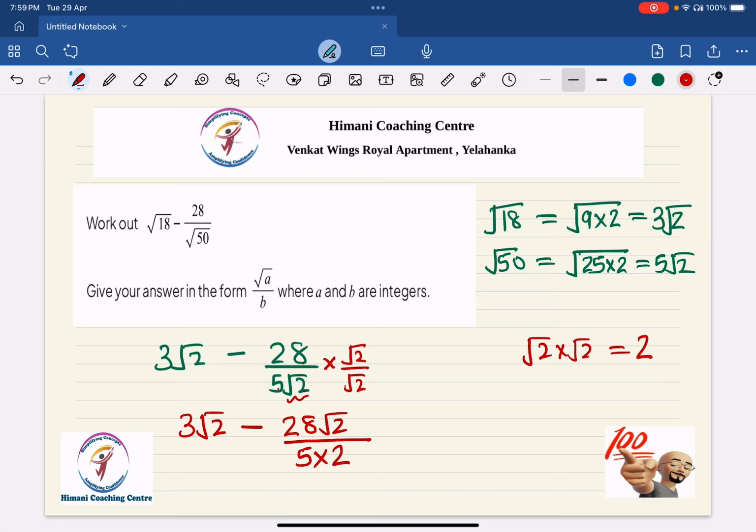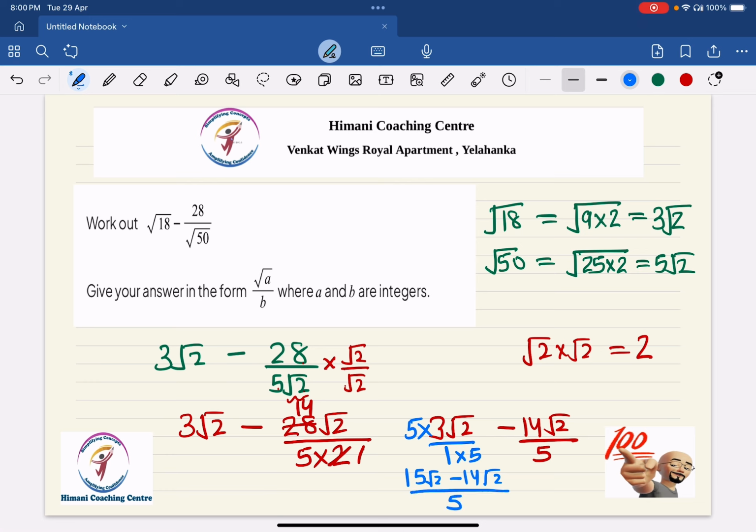Okay. Now, what can we do? The 2 ones are 2, and this becomes 14. So we are getting 3 root 2 minus 14 root 2 over 5. Now, if we look at this, this is 3 root 2 by 1. They are unlike fractions because the denominators are different. To make the denominator the same, the LCM is 5. So we need to multiply this with 5, and even the numerator should get multiplied with 5. So what is happening now? 5 times 3 root 2 will become 15 root 2. And we have minus 14 root 2.